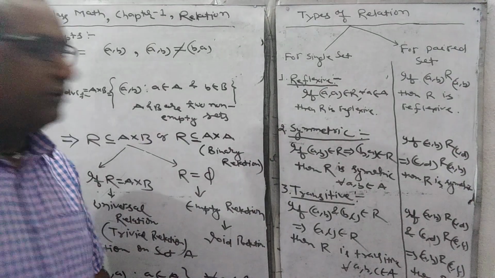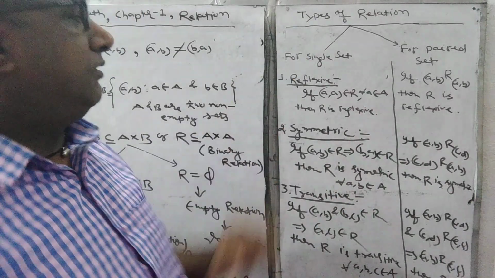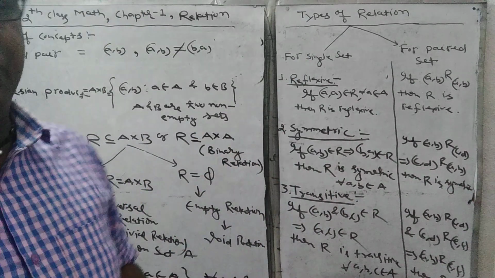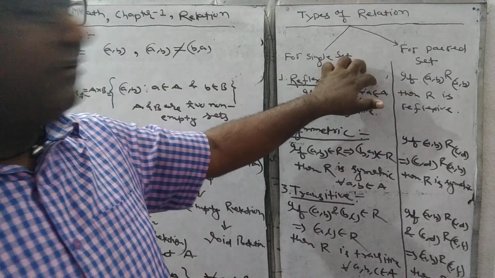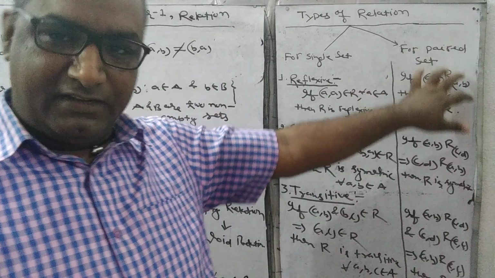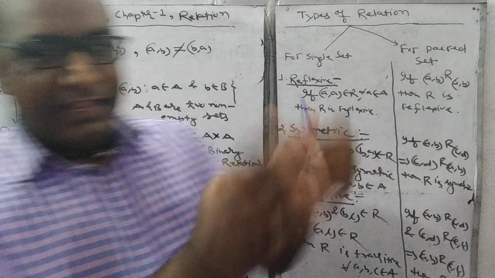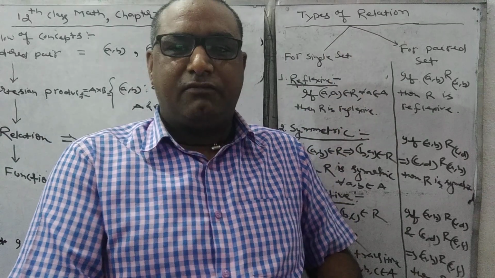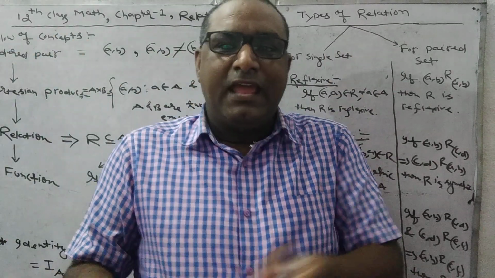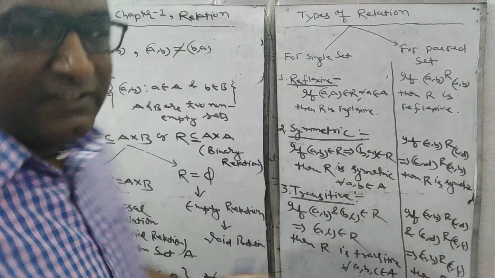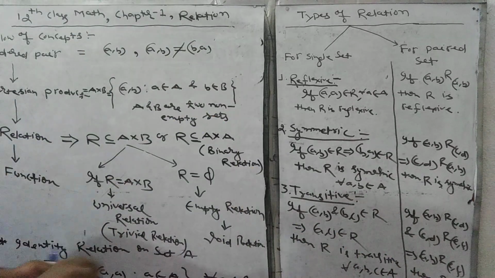Types of relation. If you observe, there are two types of question given in relation. One is for the single set and another is for the paired set. Like set A is there, set B is there. From set A a small a is coming, from set B a small b is coming, and then a and b form the pair (a, b). So this is the relation defined for the single set.